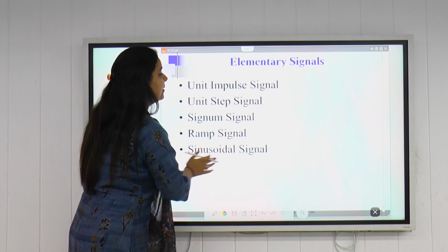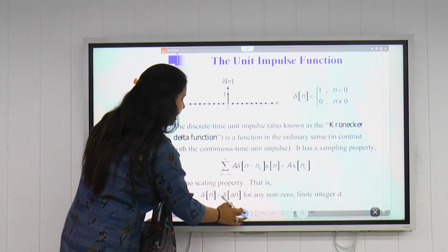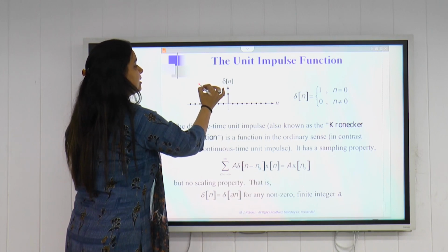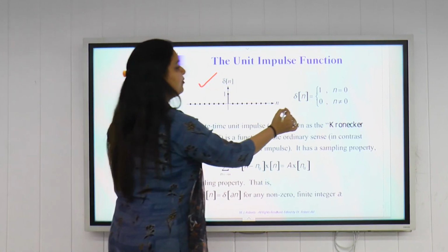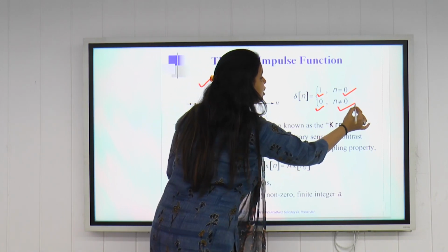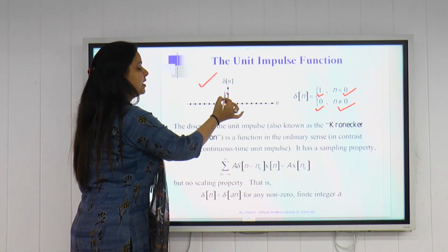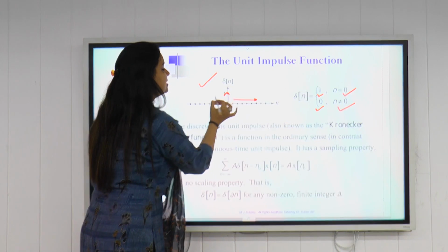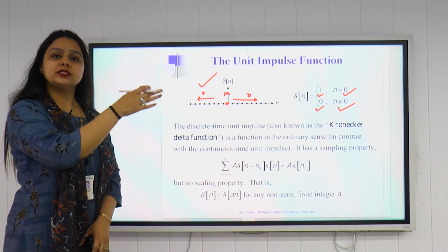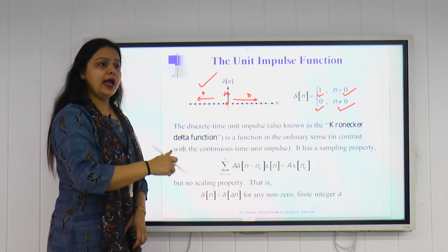Coming to the unit impulse signal. The unit impulse signal is denoted by delta n. It's a very important thing that the unit impulse signal is the first major elementary signal. Its value is 1 at n equal to 0 and 0 at n not equal to 0. That means delta n value is 1 at n equal to 0, and at all other points, its value is 0. This is also known as the delta function, impulse function, or unit impulse signal.